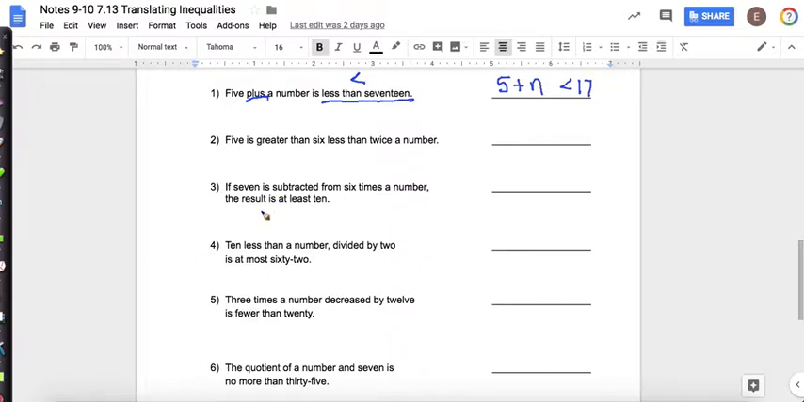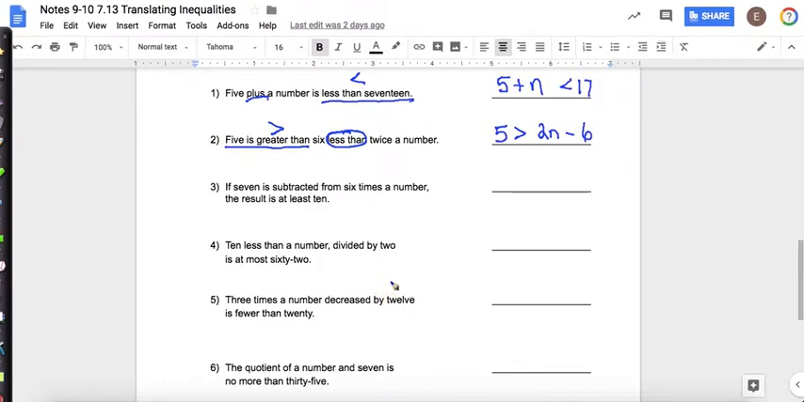Let's look at number 2. 5 is greater than 6 less than twice a number. So here is my inequality. I'm going to put a greater than symbol. So 5 is greater than. Now, when I see this word, it is going to mean subtract because it's in the middle of the problem. So 6 less than twice a number, 6 minus 2n. But remember, less than is a switch around word, so I'm not going to write 6 minus 2n. I'm going to write 2n minus 6.